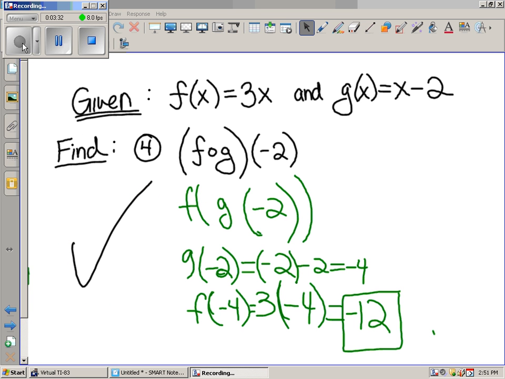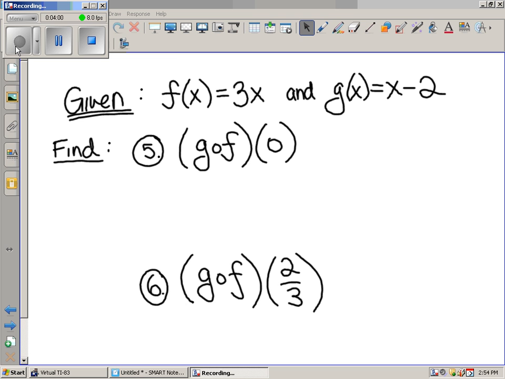Who came up to the board and did this problem? Lisa and Diana came up to the board and did an amazing job. So the first step is you take the original problem that I gave you and you put it in this nice good form. And then you just solve it inside out. Solve this part first. Take that answer, plug it back in, and you get -12. Great job, girls.